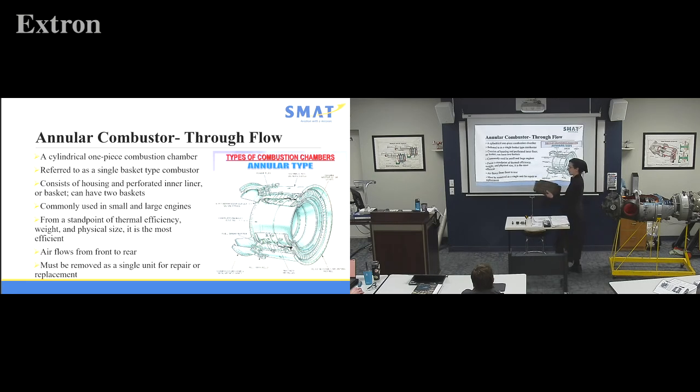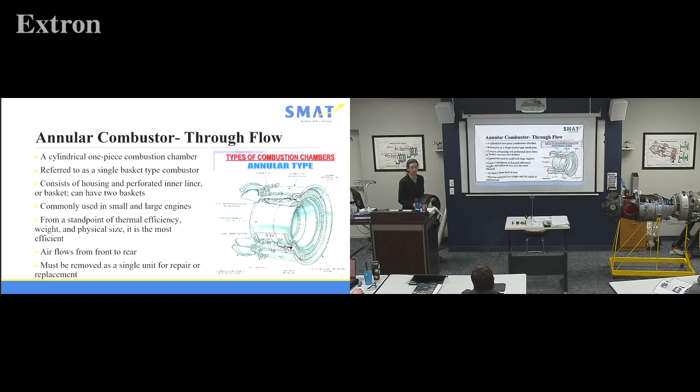pass it around. But you can kind of see, that's like a basket. You good in the back row? It consists of a housing, so it'll have a housing around it, and then a perforated liner or the basket, and it can have two baskets. We'll see an illustration of that in the next slide.